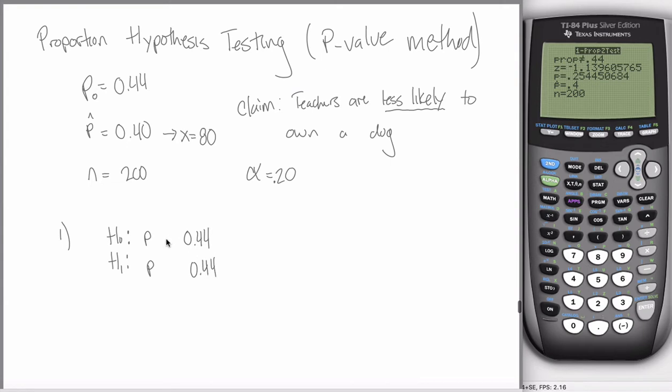And the good news is that your null hypothesis is always the same. You always put an equal sign in here. The challenge is your alternative hypothesis, but that's the claim that you're making. And because my claim is that this group that I'm looking at is less likely than my baseline to own a dog, it'll be a less than sign here, and I'll have a left-tailed test.